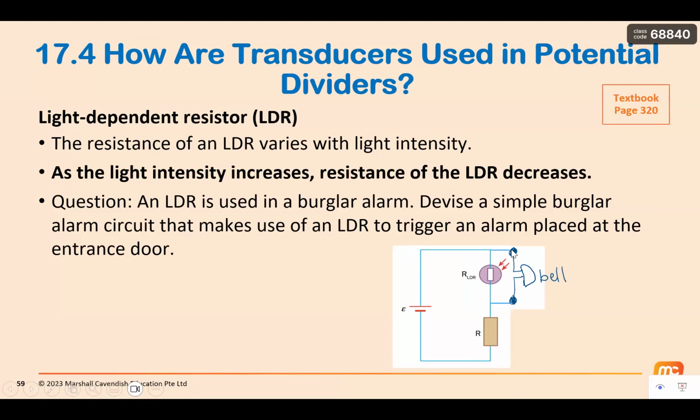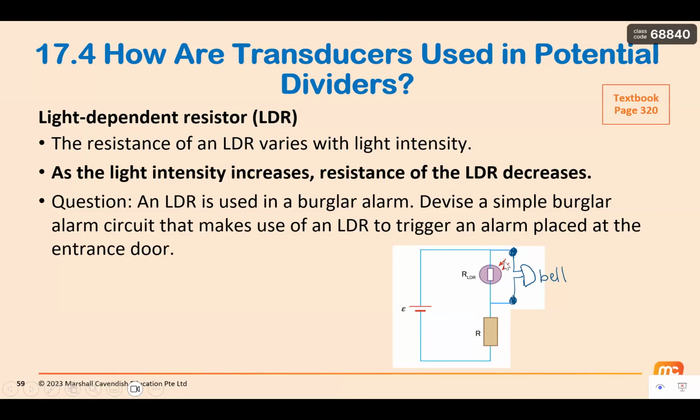And if I were to connect a bell in parallel to this LDR over here, when there is light falling onto it, the resistance is low, the voltage is low, there is insufficient voltage to ring this bell or to trigger this alarm.